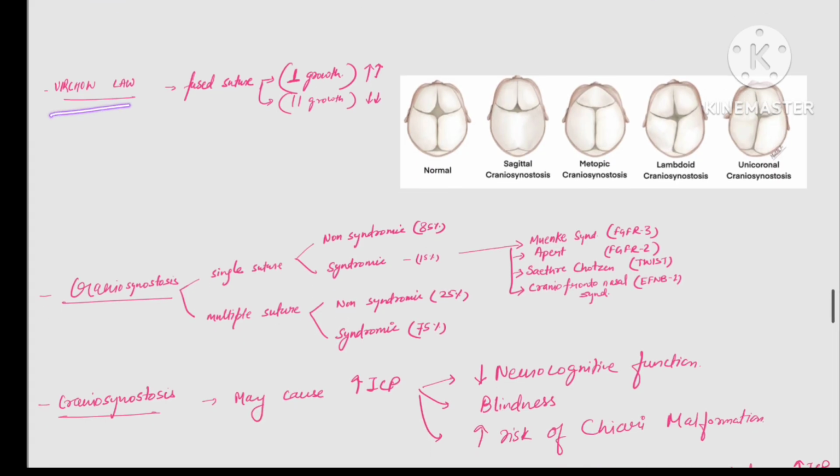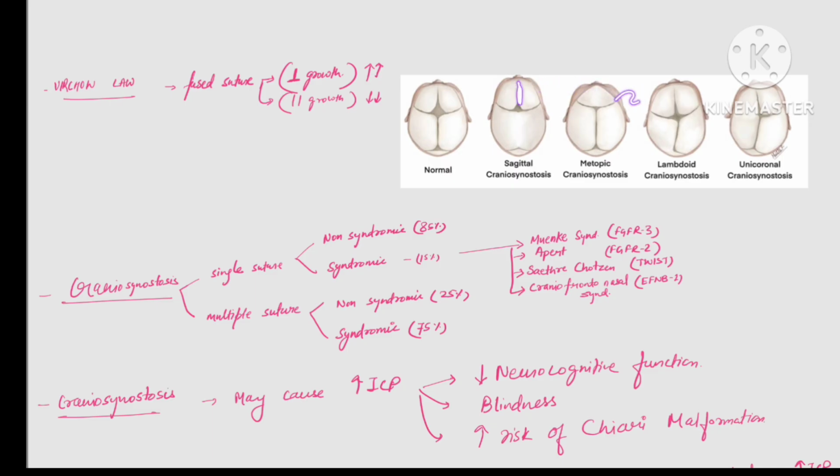There is also Virchow's law, which states that in case of a fused suture, there is decreased growth in the parallel direction and increased growth in the perpendicular direction. So, in case of sagittal craniosynostosis, there is increased AP, anterior posterior, length. In case of metopic craniosynostosis, the anterior part is keel-shaped, not properly developed. In case of lambdoid craniosynostosis, this part is less developed, and in case of unicoronal craniosynostosis, this part is less developed.